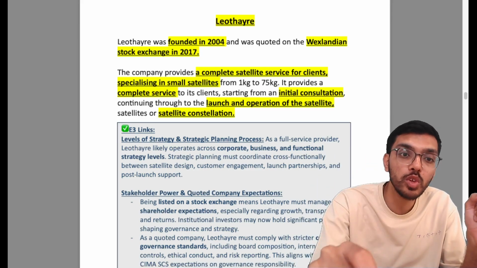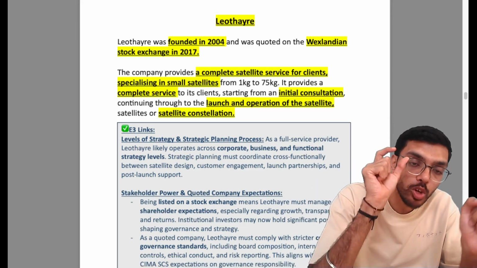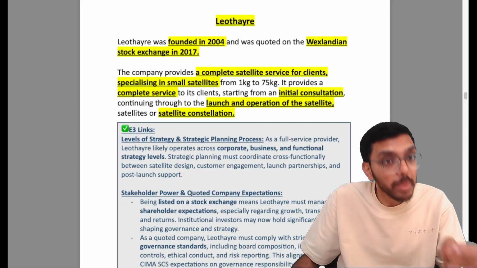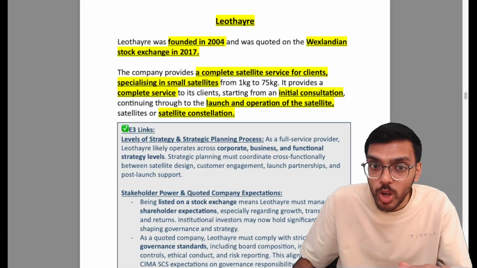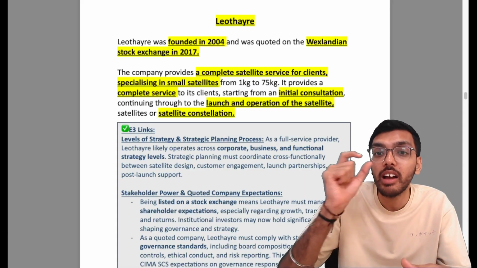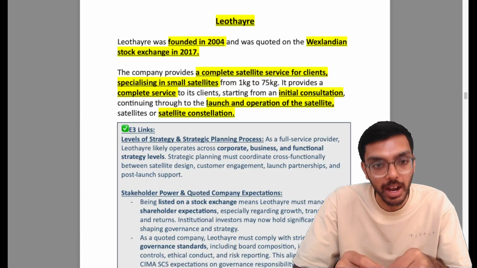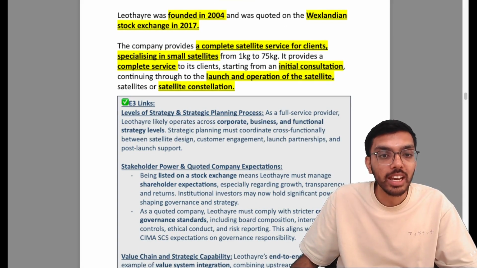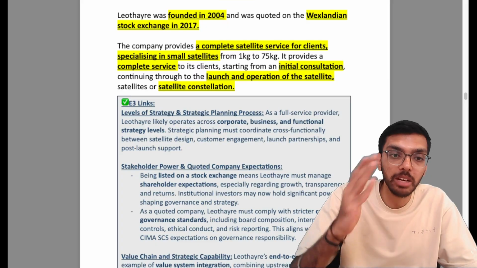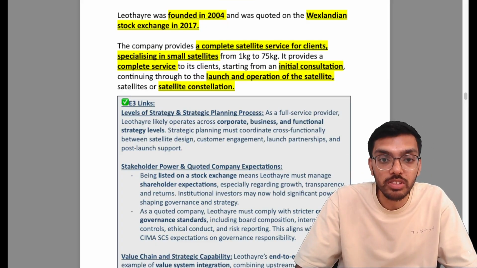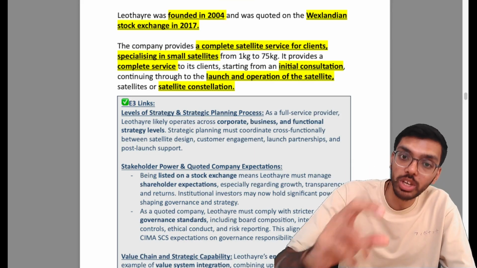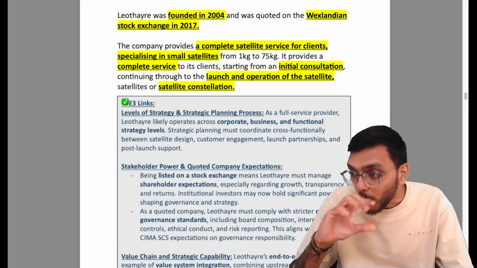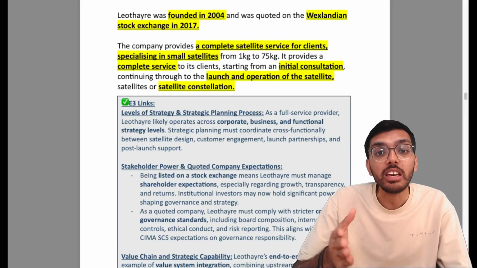Now, also what we want to note is our focus or specialization is in small satellites. Now this is a good sign for me as a business, because we know that small satellites are less complex and are showcasing higher growth in this market. Firstly, as a full service provider, Leothayre likely operates across corporate, business and functional levels. It will be very important to keep all three levels of strategy in mind while running a business, because you are a senior finance manager.